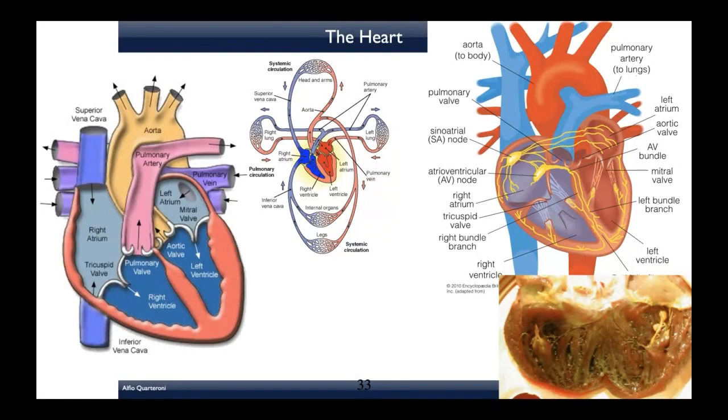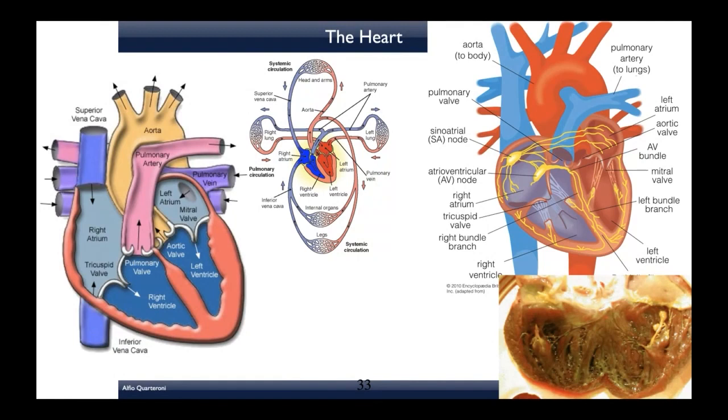It is carrying toxic substances like CO2 and other wastes, say. It enters the right atrium. It passes through a valve, which is the tricuspid valve here on the left. It enters then the right ventricle, and then is pumped through this valve, the pulmonary valve, into the pulmonary artery.